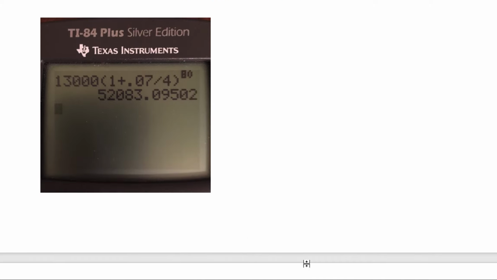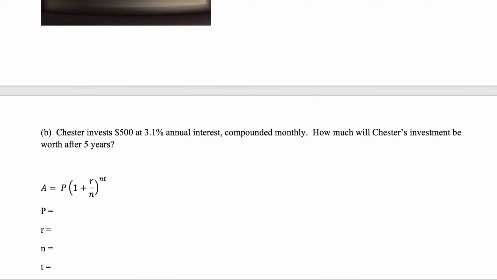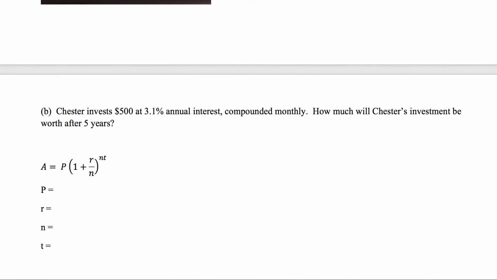All right, let's try one more example. We have an example that says Chester invests $500 at 3.1% annual interest, compounded monthly. How much will Chester's investment be worth after 5 years? The initial investment that he makes, that's the principal, is $500. The interest rate is 3.1%. So we move that decimal 2 places to the left, and we're going to be looking at 0.031.